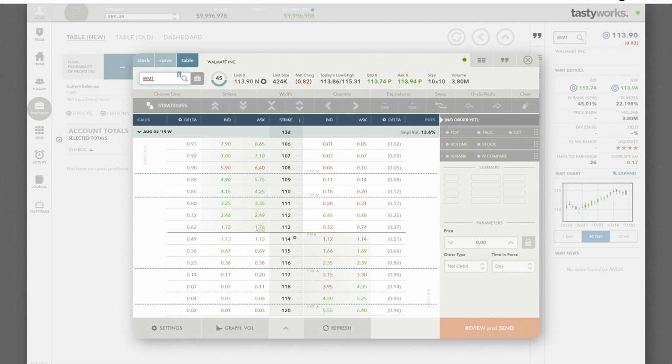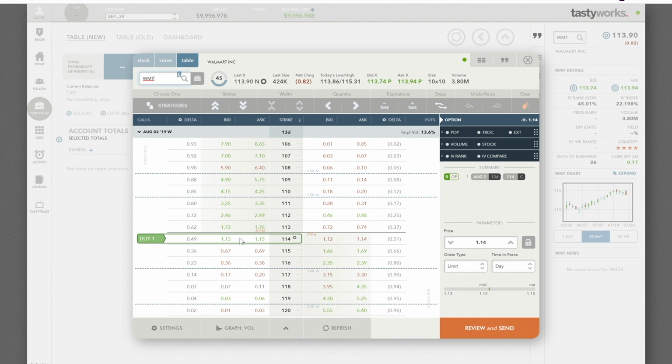Today I want to address a question we get a lot, which is how do you calculate your risk on a particular option? So let's take a look. We're looking at a Walmart option chain here. The 113.90 was the last price, so let's have a look at the 114 calls. Let's say we buy the 114 calls.